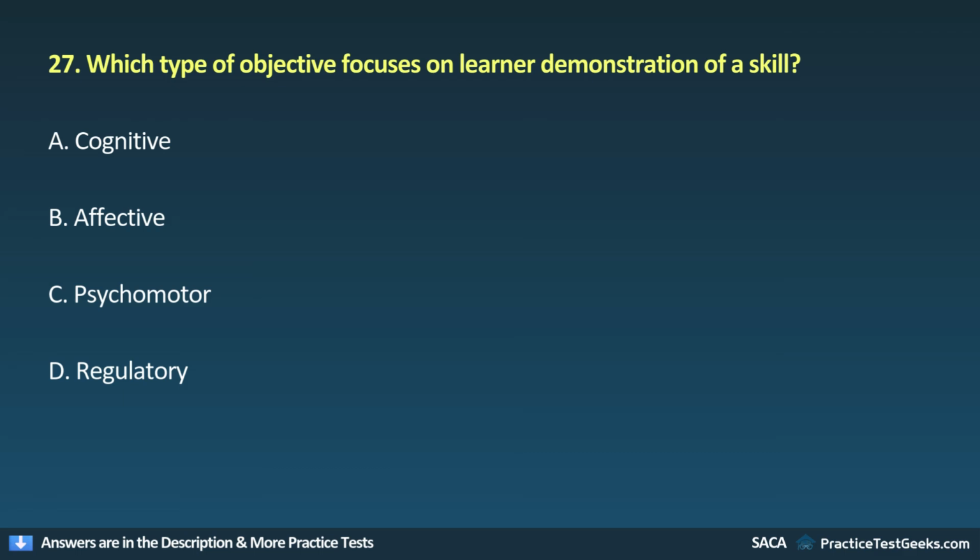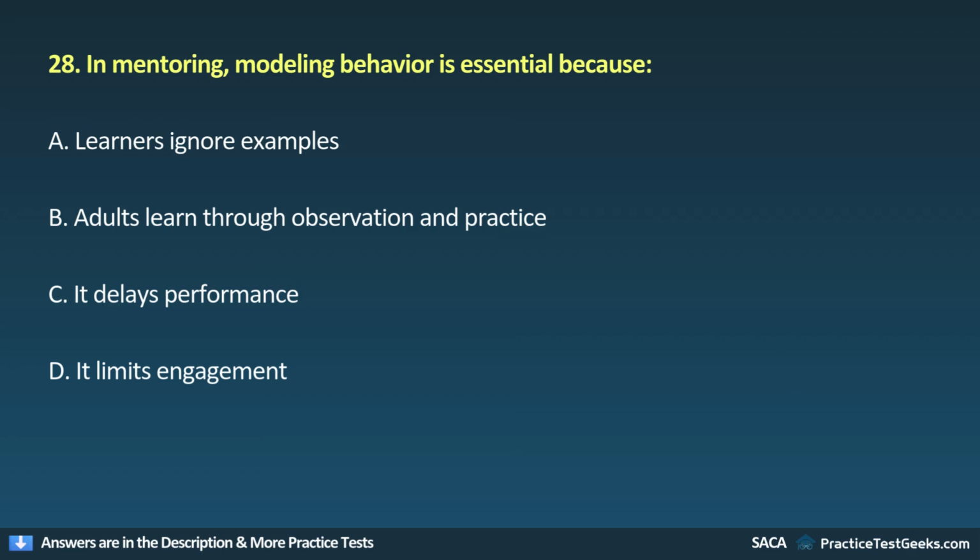27. Which type of objective focuses on learner demonstration of a skill? A. Cognitive. B. Affective. C. Psychomotor. D. Regulatory.